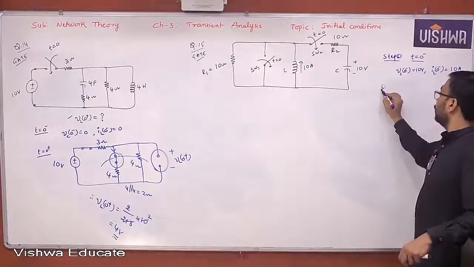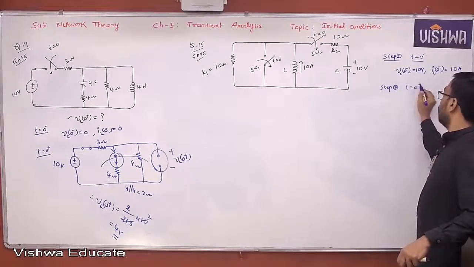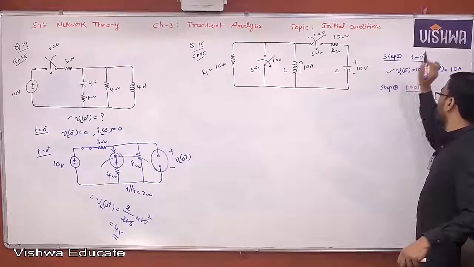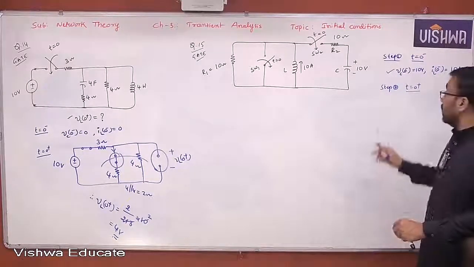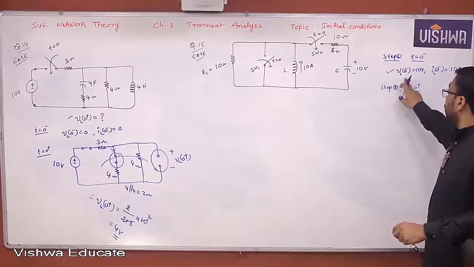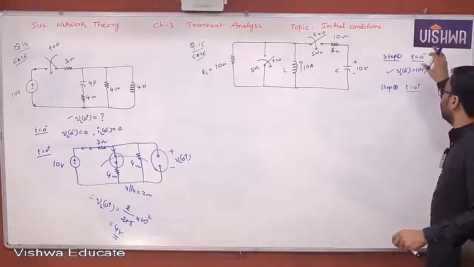Now step 2. What is step 2 actually here? Let's go for step 2, T equals 0 plus equivalent using the data given. Understand all of you? Using the data given, that is at T equals 0 minus, you already know the values. There is no need to construct T equals 0 minus equivalent. The values were already given.